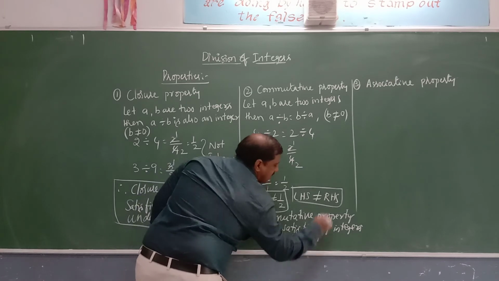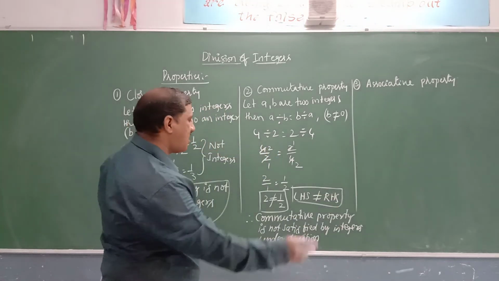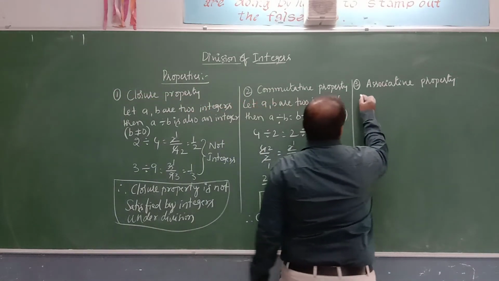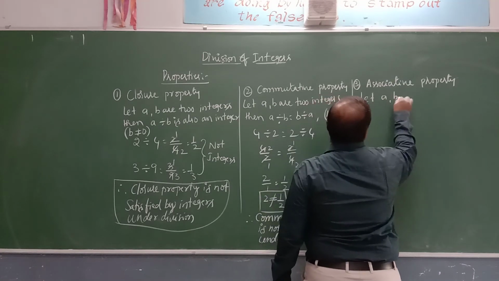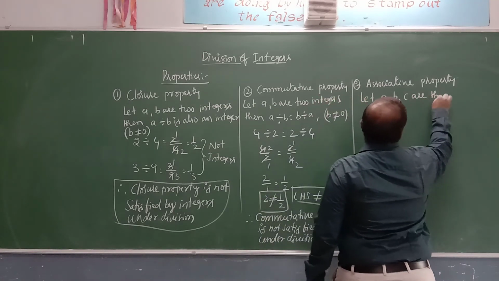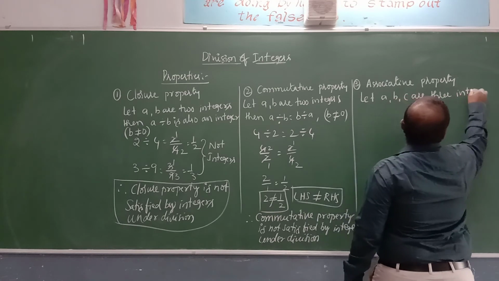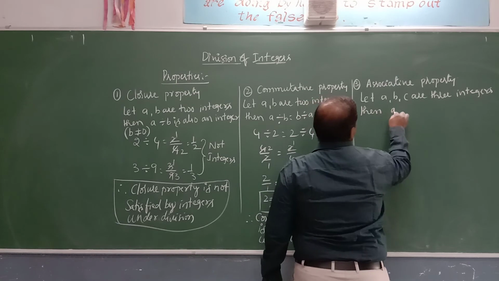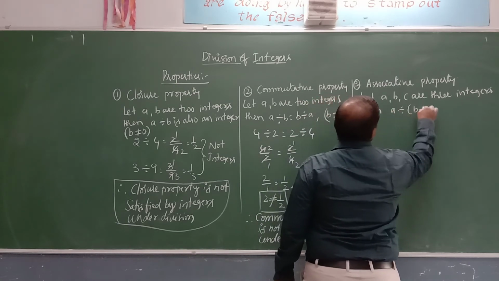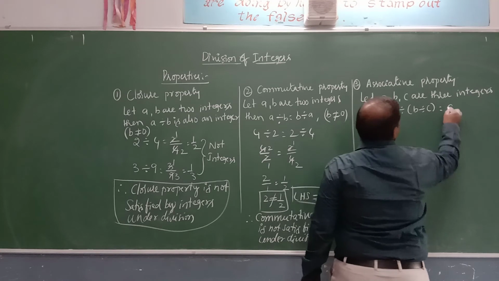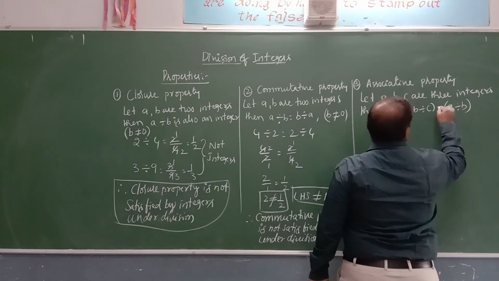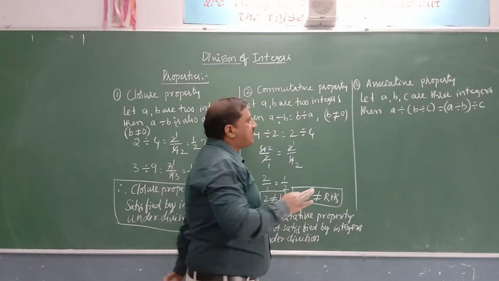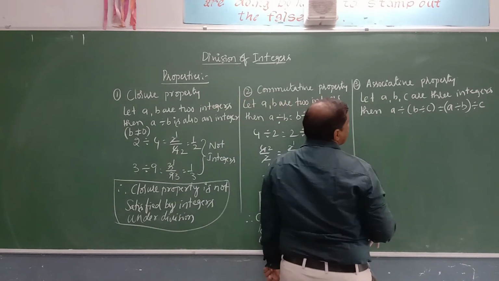It is not satisfied by integers under division, which is the commutative property. Now we will discuss the associative property. Let a, b, c be three integers, then a divided by (b divided by c) is equal to (a divided by b) divided by c. We will check whether it is satisfied by these integers or not.